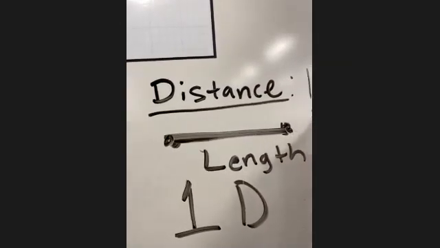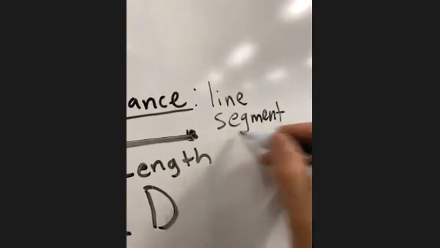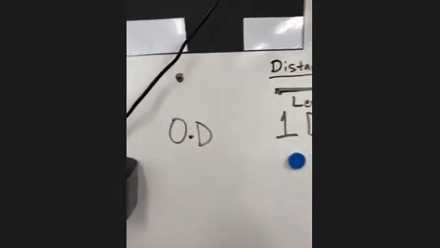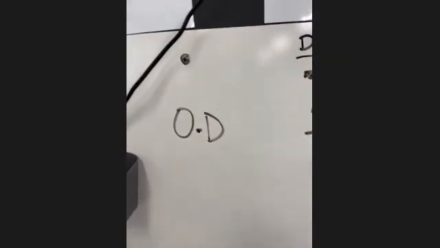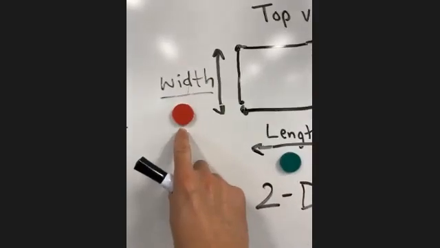Line segment. Okay, Mr. Castro, but I thought you were going to explain what volume is. Well, I'm explaining so that people can understand what 0 dimension is, what 1 dimension, what 2 dimension is. I'm representing it with a green color and then the red color.